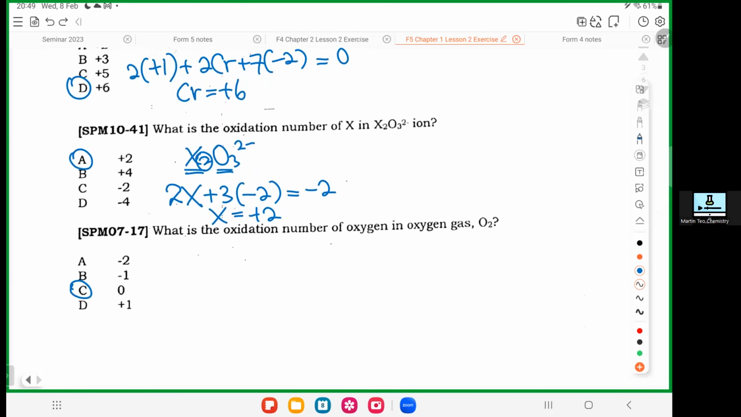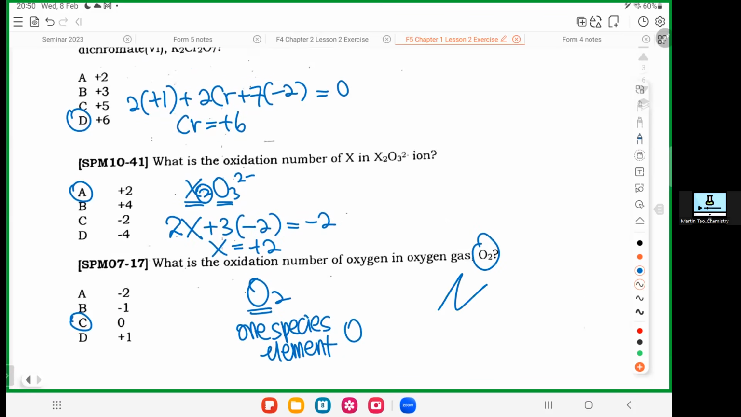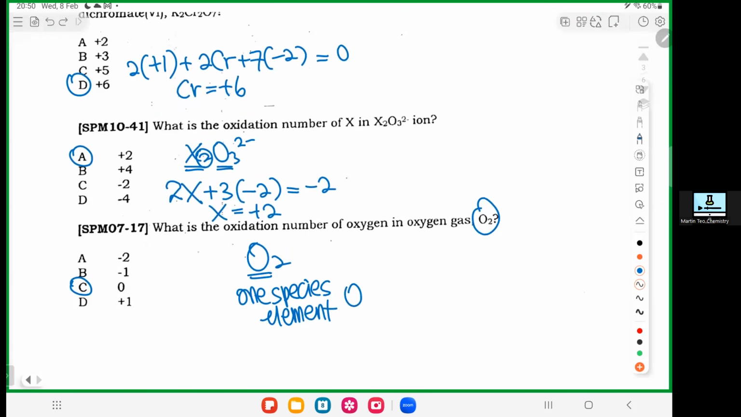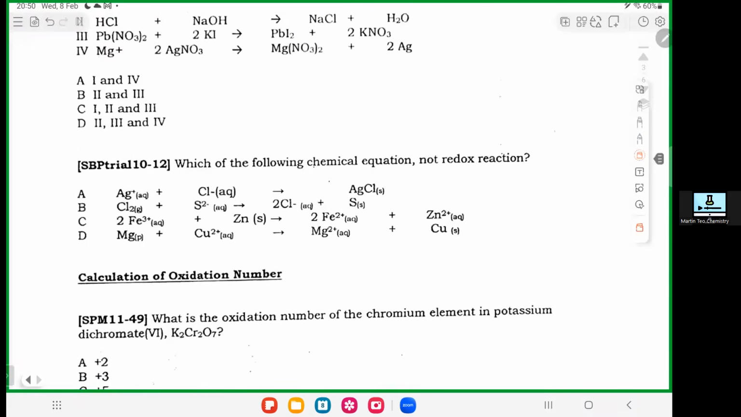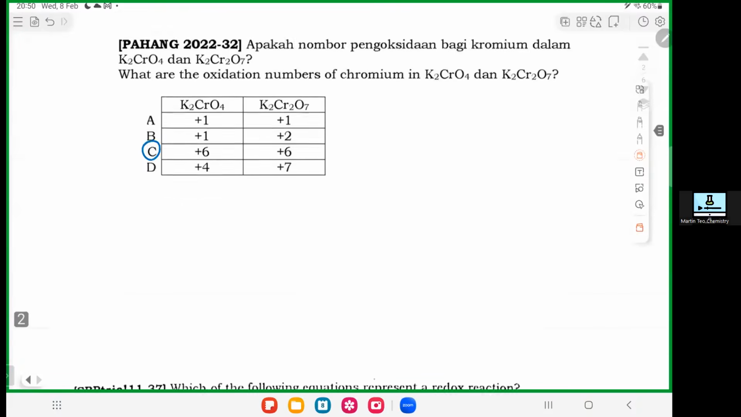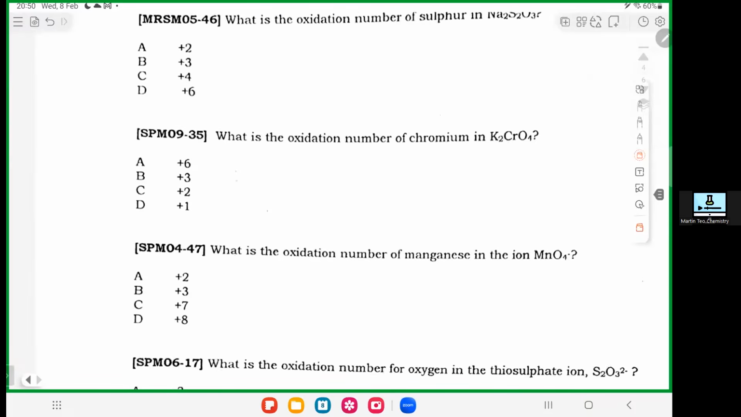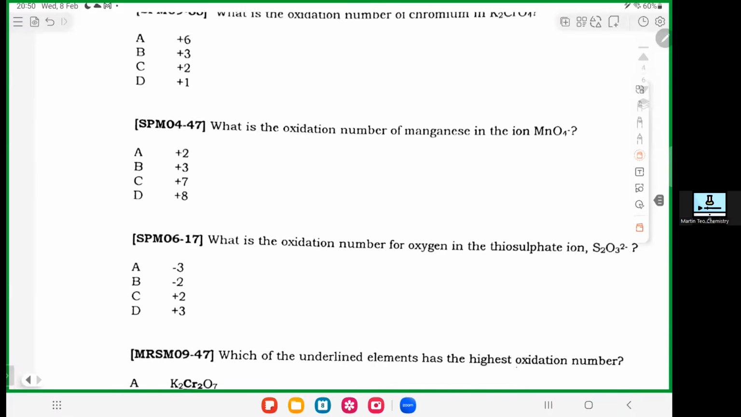What is the oxidation number for oxygen in O2? You don't even need to calculate. O2 only has O, 1 species. Anything with 1 species is called an element, and we learned before that for an element, the oxidation number is 0. That's it. You don't even need to use the X method. It's very straightforward. Okay, guys, well done. I can see that you guys can really get the idea. You know what is happening, which is awesome. All these questions are also very easy.